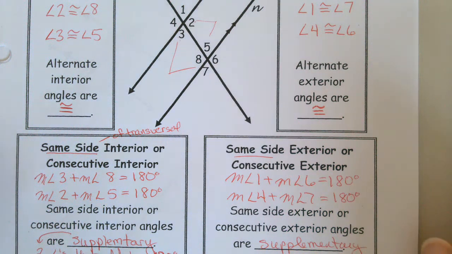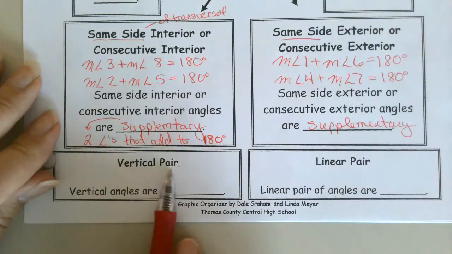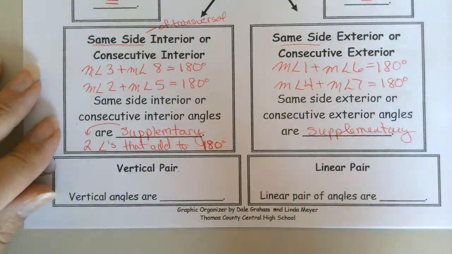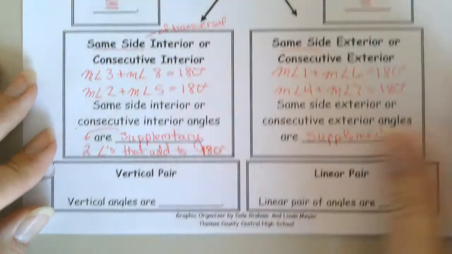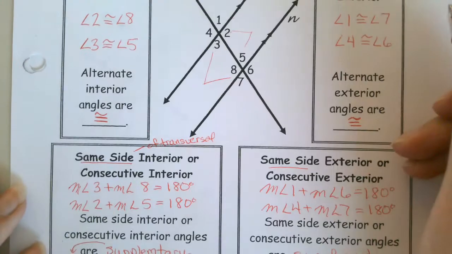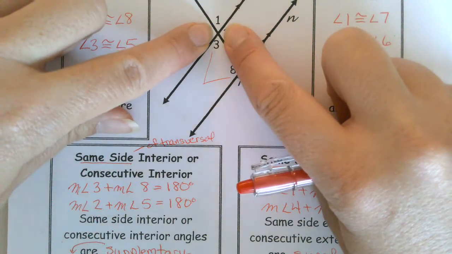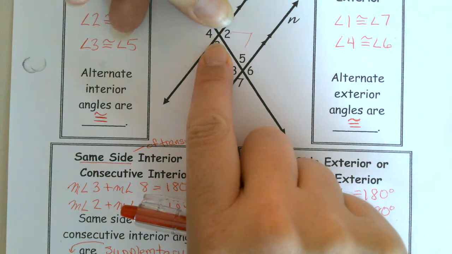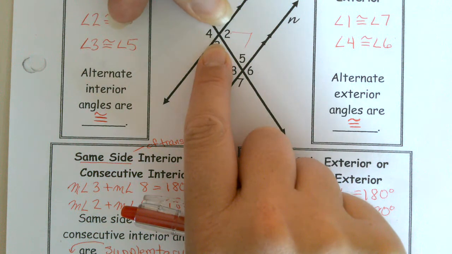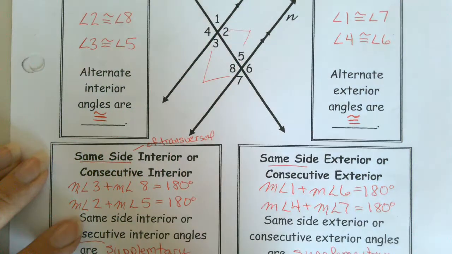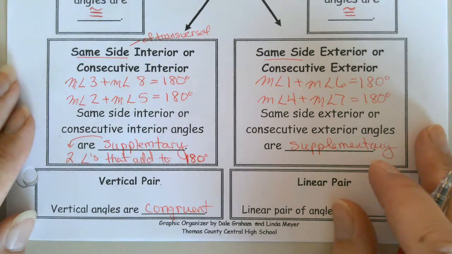Now we have two more, and it's going to be hard because we're going to have to go back and forth on this, but we have these things called vertical pairs. So I'm going to tell you which ones are vertical pairs here. Vertical pairs are like that X, okay? So if you come back up here, there's a lot of vertical pairs. 1 and 3, so the top and the bottom of the X, or 4 and 2. Those are vertical angles, and they're always congruent. So vertical angles are always congruent. I'll write it out because I have a little more room there. Vertical angles are always congruent.